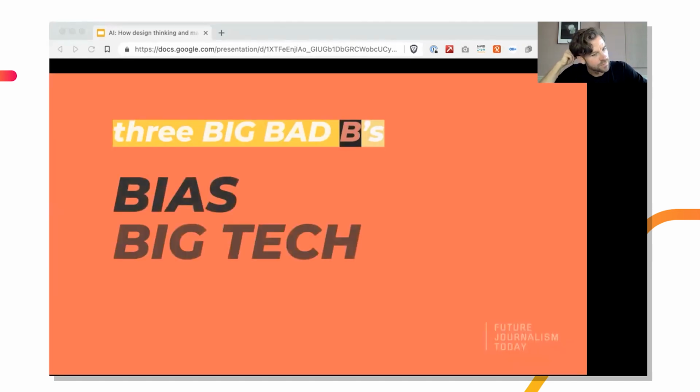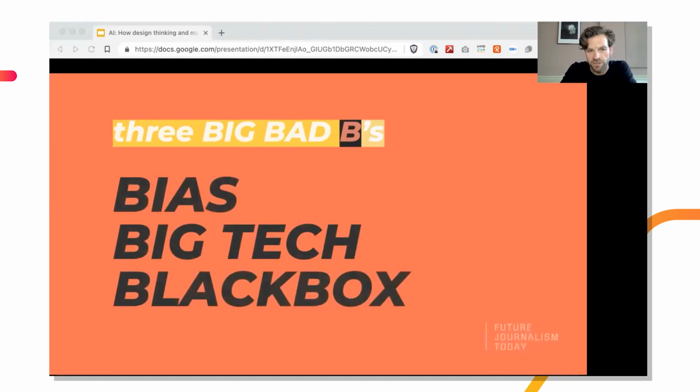Now, just because we do have to mention these, there are three big bad Bs when it comes to AI and machine learning. Obviously, there's bias, there's big tech, and there's a black box. These are the things most people tell you when you ask them if they're afraid of AI or what they don't like about AI applications. Then they come up with these three things mainly.